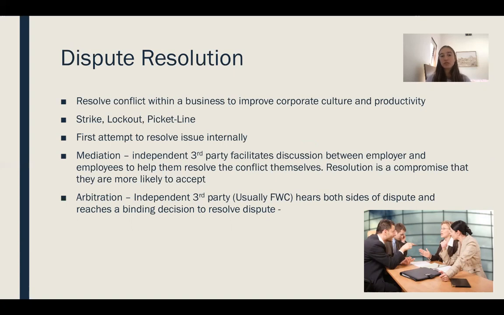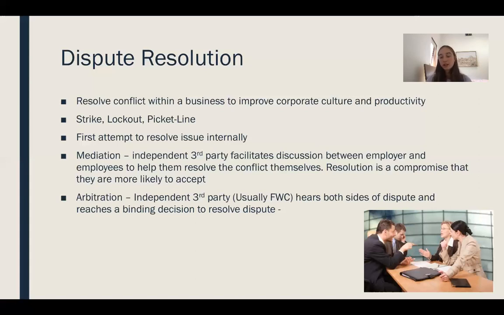If, however, the business can't resolve the issue internally, they can next try mediation, which is a more formal dispute resolution process. Mediation is where an independent third party facilitates discussion between the employer and the employees so that the employee and the manager can resolve the conflict themselves. All they really do is ask things like, how do you feel about that? Or is there anything you'd like to add to that? They don't make any suggestions or make a decision on behalf of the employee or manager. They make the decision entirely themselves.